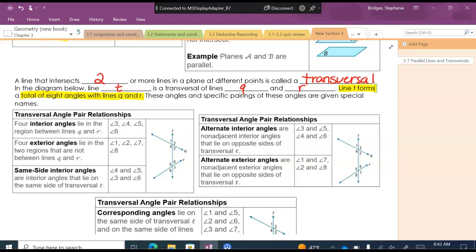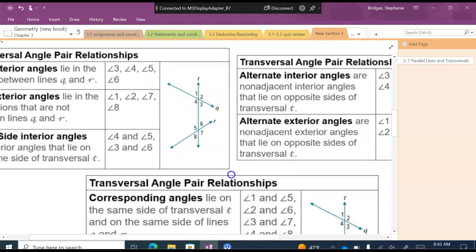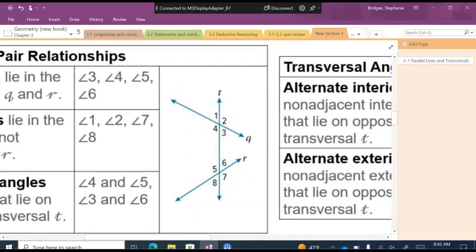Okay, so I'm going to draw this picture on the board because it's easier for me to point to that than it is for me to point to it on the screen and make it big enough. So if you will give me just a second, let me do that. Okay, so here's line Q. Here's line R. And line T. And then I have a bunch of numbered angles. 1, 2, 3, 4, 5, 6, 7, 8.